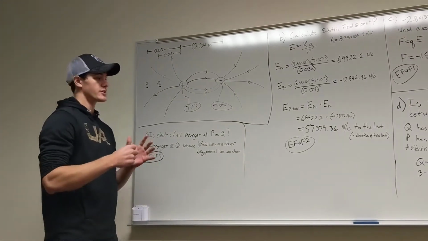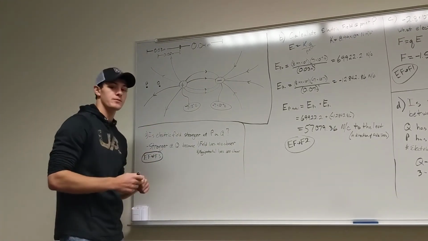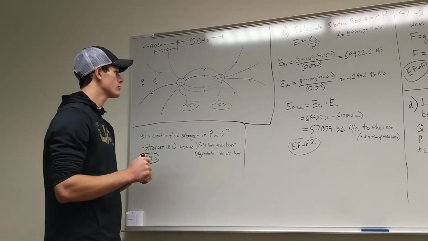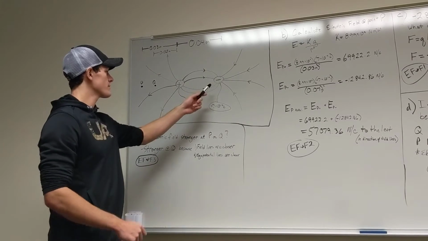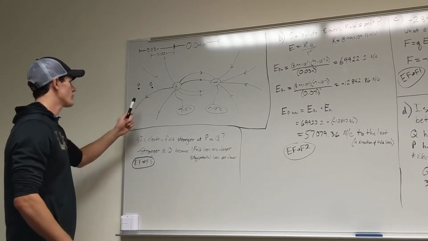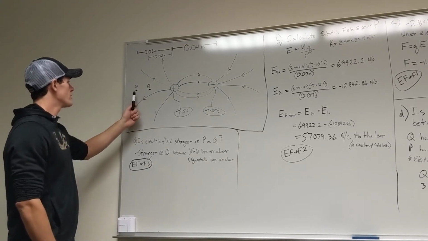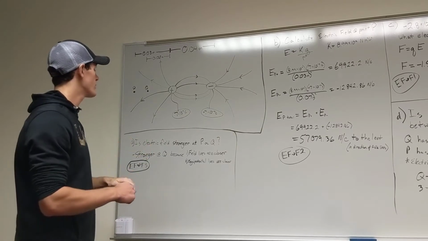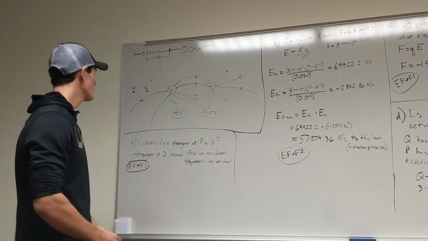So for my video objectives check, I was given this diagram. It has two charges, each of them 7 nanocoulombs. They're 4 centimeters apart. This one's negative, this one's positive. Also on the diagram are 2 points, P and Q. P and Q are 3 and 2 centimeters respectively away from this positive charge.